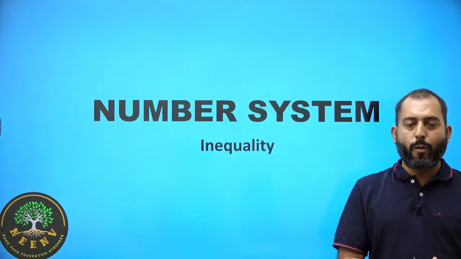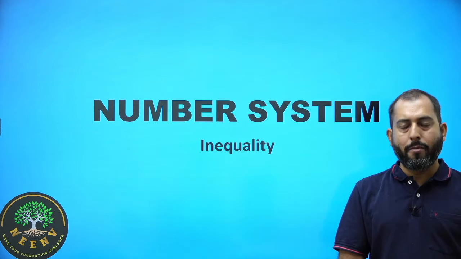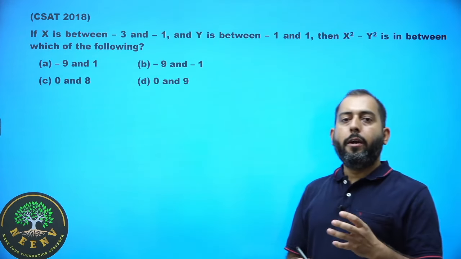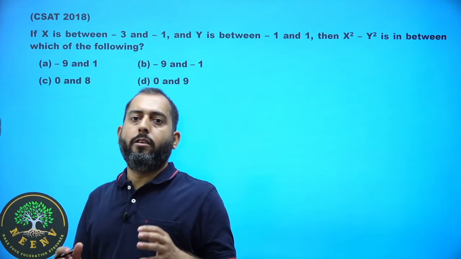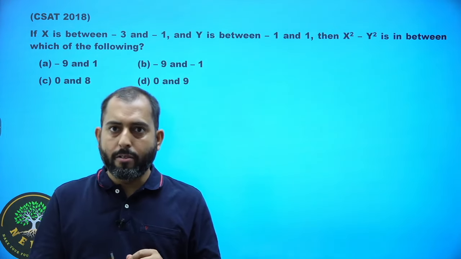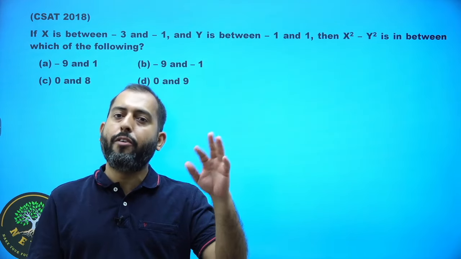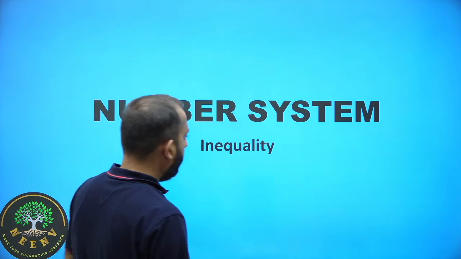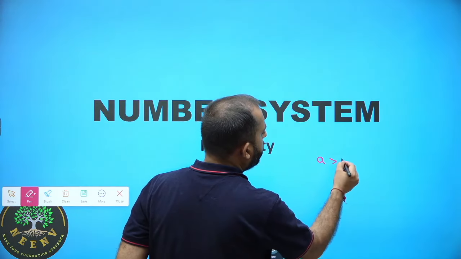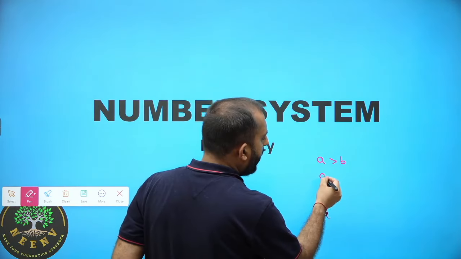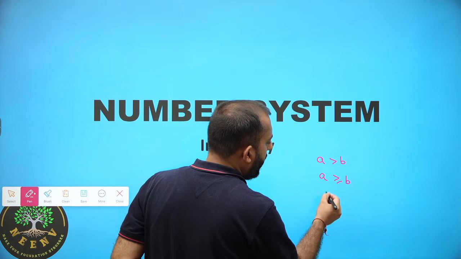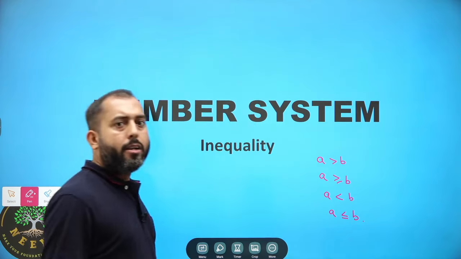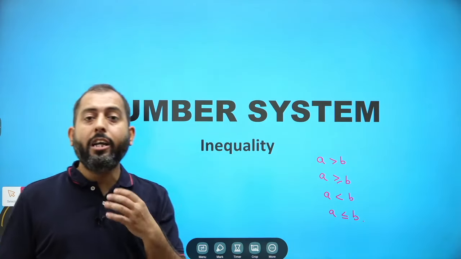Hello and welcome. We are discussing PYQs of number system and the theme is inequality now. The way we have the sign of equality between two terms, in a similar manner we have signs of inequality. Signs like A is greater than B, A is greater than or equal to B, A is less than B, A is less than or equal to B. These kinds of signs are called inequality.